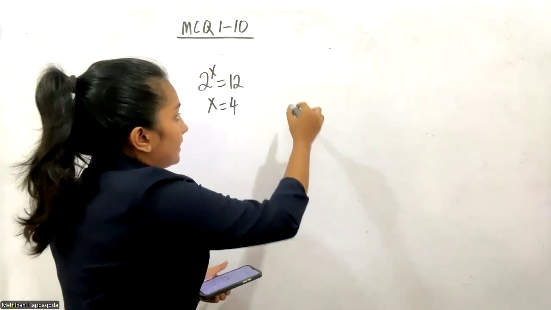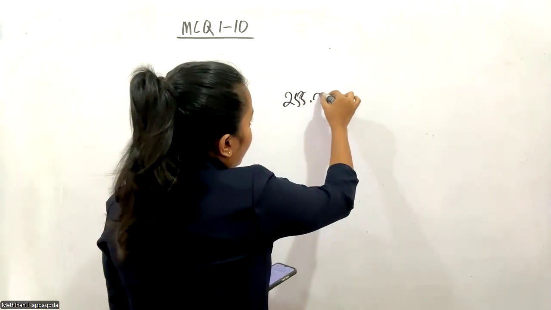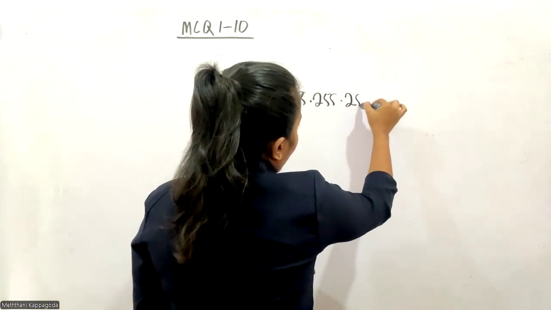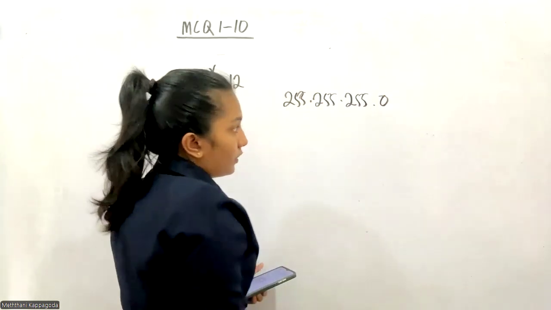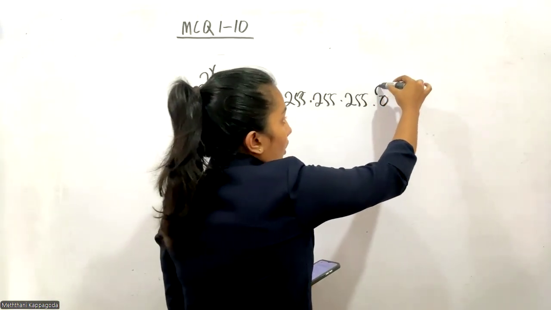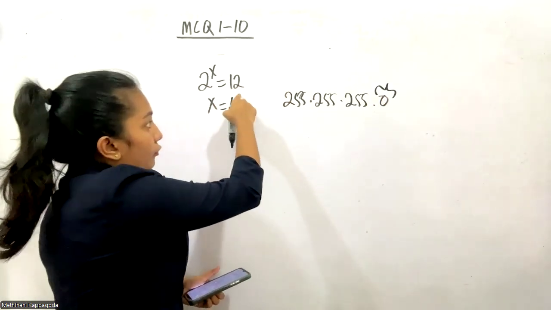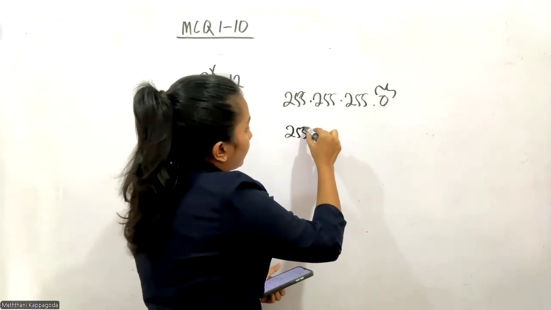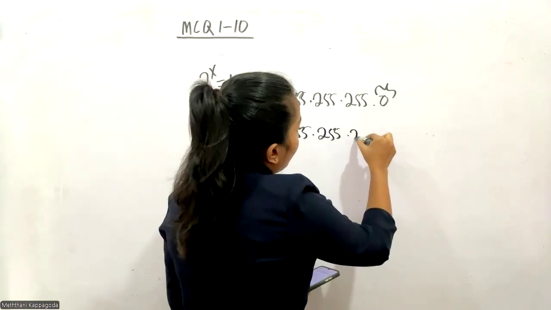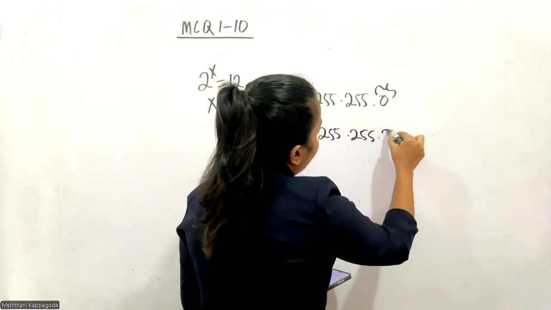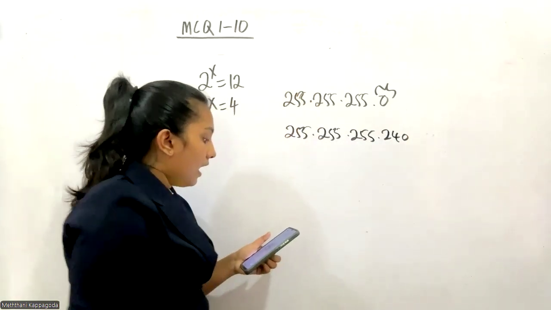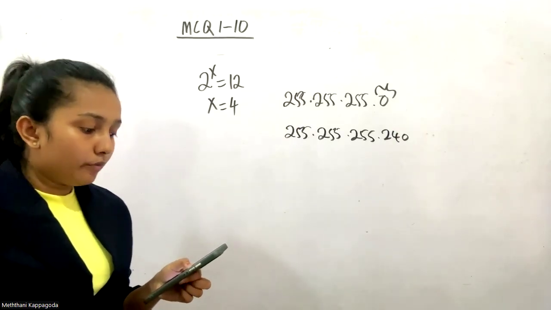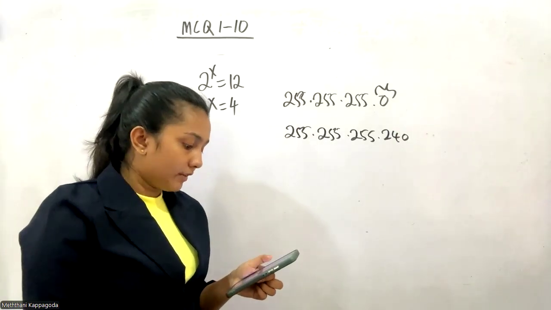This is your default subnet mask, 255.255.255.0. From this host part, you have to take 4 host bits to the network side. Then your new subnet mask is 255.255.255.240. The answer should be the third one.